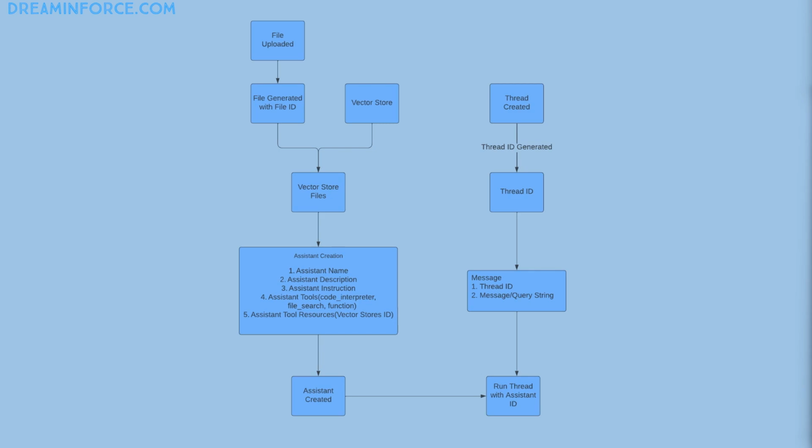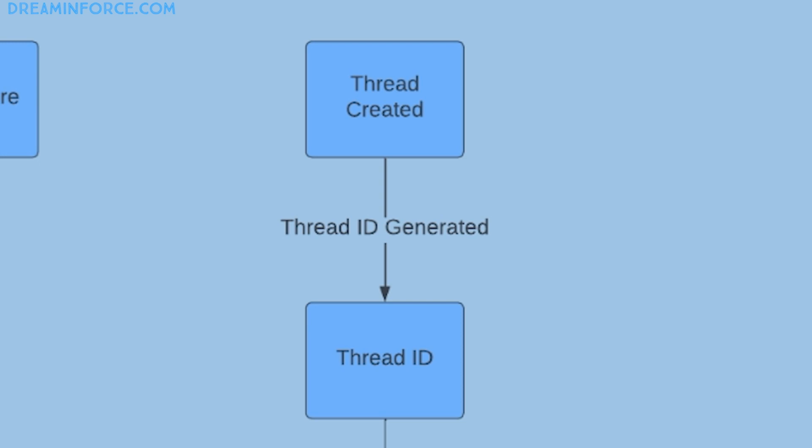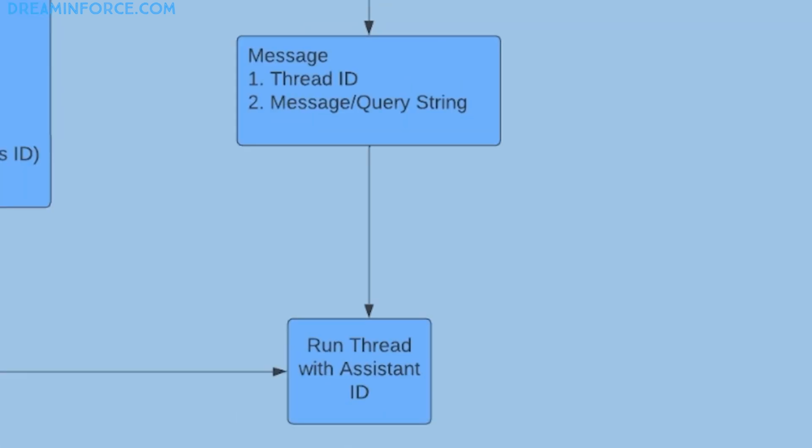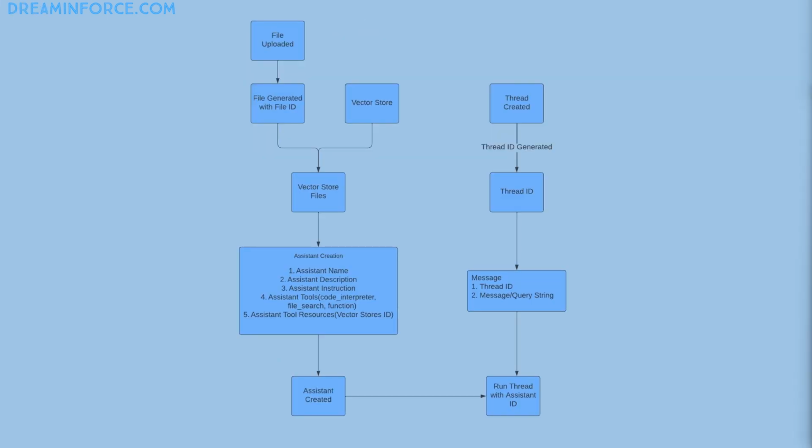So next is the thread. We create a thread and attach all the user messages to the thread. And then we run this thread with the help of the assistant we created. I will be giving detailed examples of this later in the video. So for now, just understand that this thread will contain all the messages that the user sends to the assistant. And the assistant in response will add its messages to this thread as well.